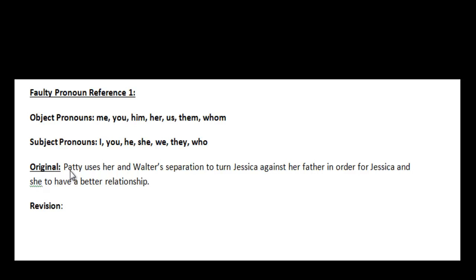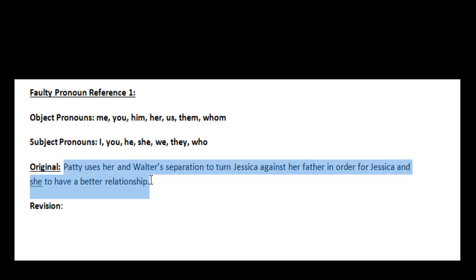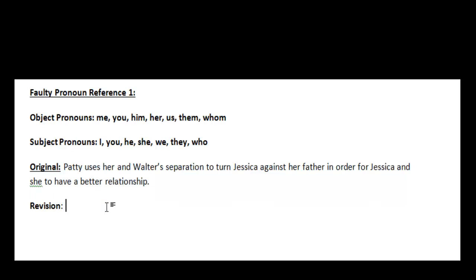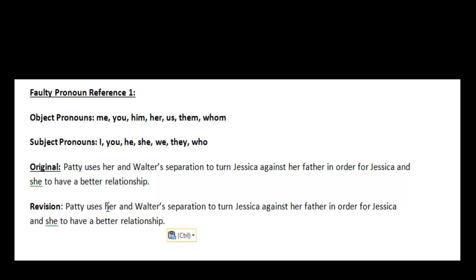In this particular sentence, the student writes, "Patty uses her and Walter's separation to turn Jessica against her father in order for Jessica and she to have a better relationship." There are a couple of issues with regard to the pronoun usage in this sentence, but I think what I'll do is copy and paste the entire sentence because we're just going to be making minute changes. We're not going to be restructuring the sentence as a whole, so we'll just be swapping out a few words.